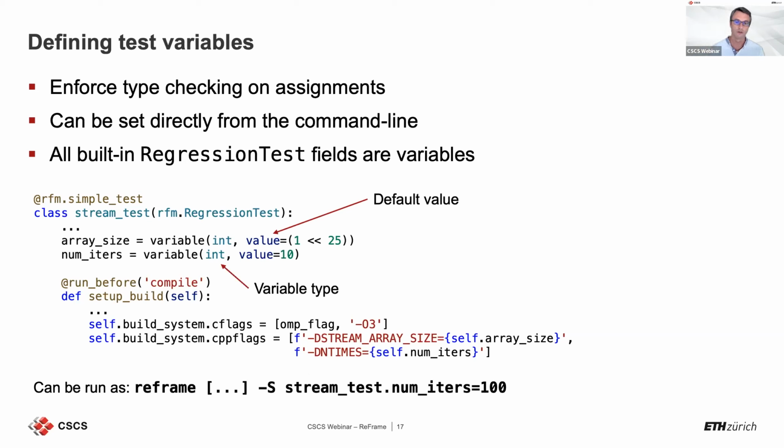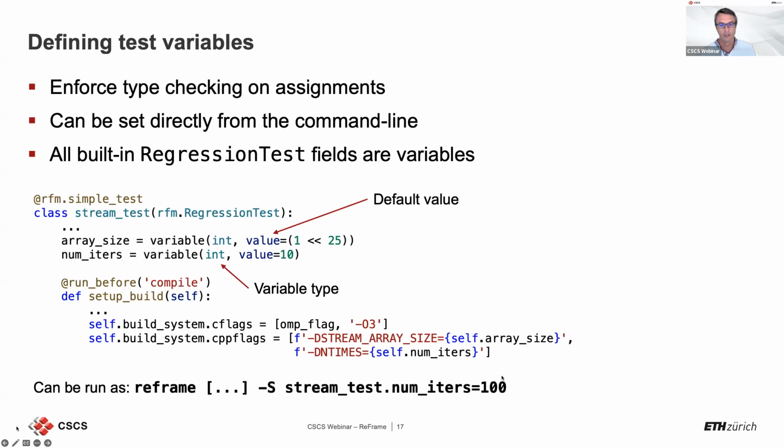So if a test does not define it in any sort of way, then it will fail. That's also good, especially if you want to compose tests. And then you can set it differently from the command line. So here you can say -s stream test, or the name of the test, and that's optional, numiters equals, for example, 100, and change the variable on the fly.